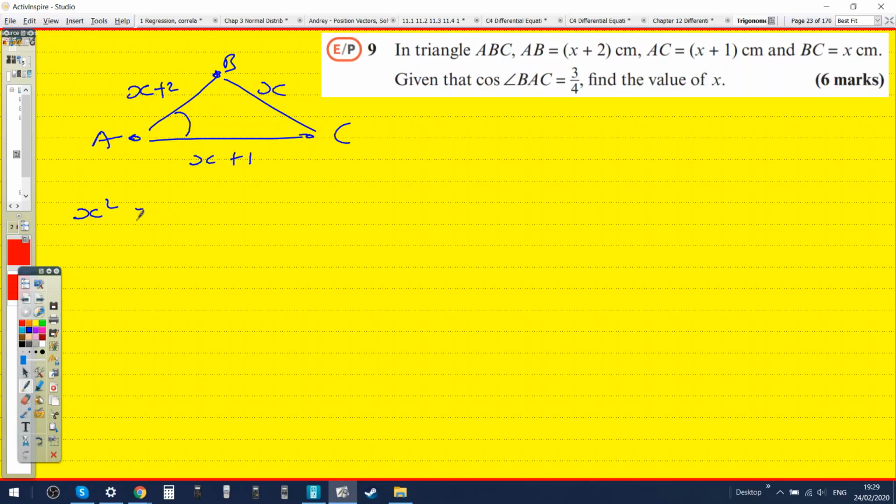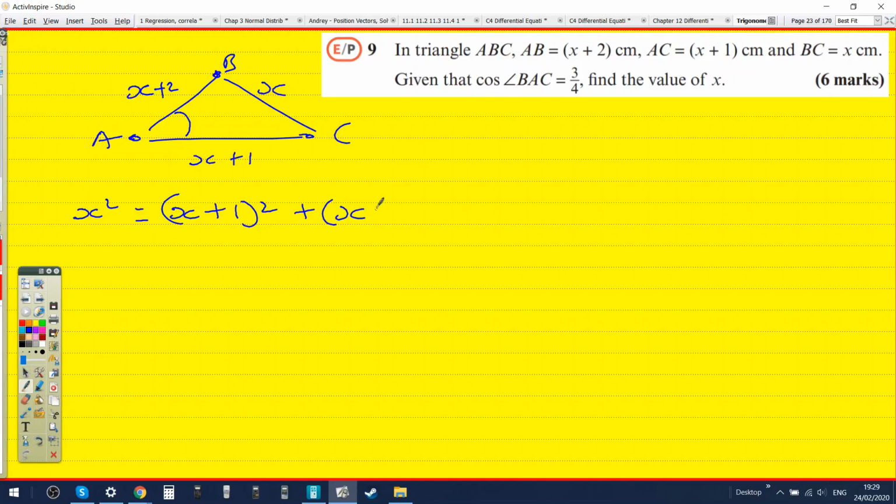X squared equals x plus 1 squared plus x plus 2 squared, and then minus 2 times x plus 1 times x plus 2 times cos 3/4. It's not cos 3/4. The cos of the angle is 3/4. Isn't that? Oh, times cos of 3/4.